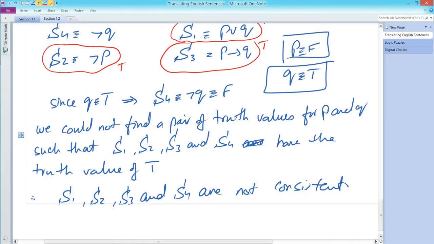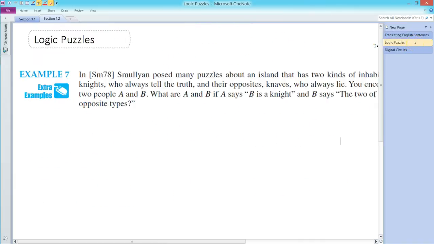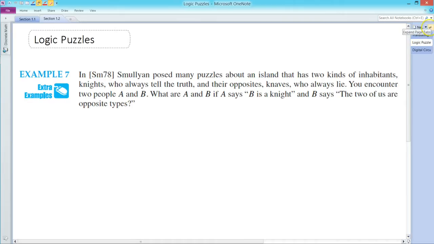So, now that we've seen how we can translate English sentences into logical expressions, let's see how we can apply the same skills solving logical puzzles. Puzzles that can be solved using logical reasoning are known as logic puzzles. Solving logic puzzles is an excellent way to practice working with rules of logic. And let's look at this example here.